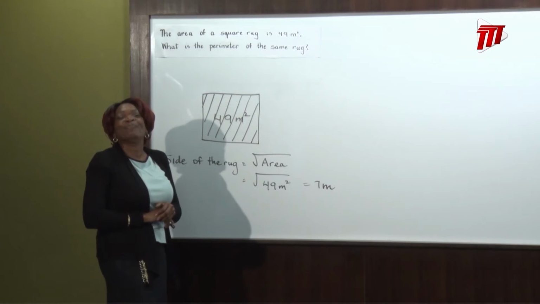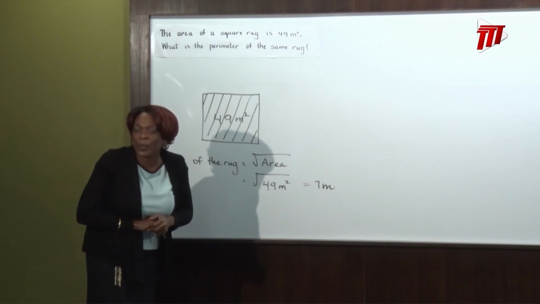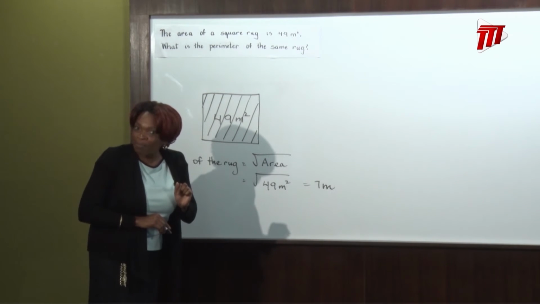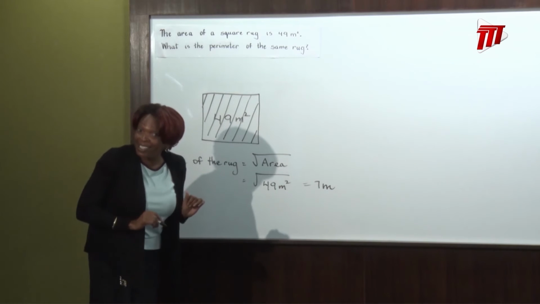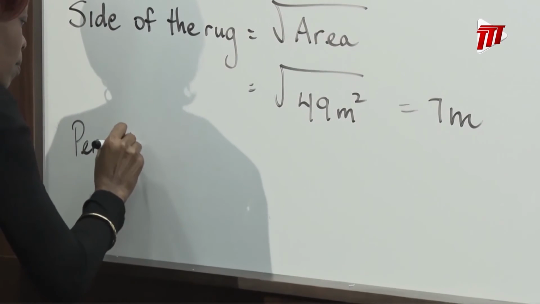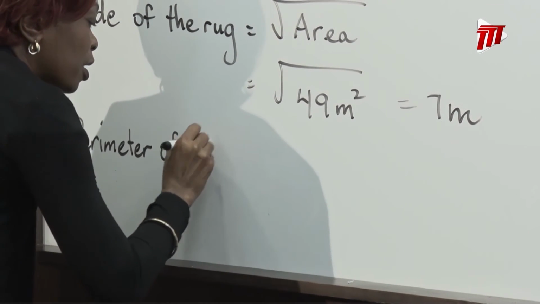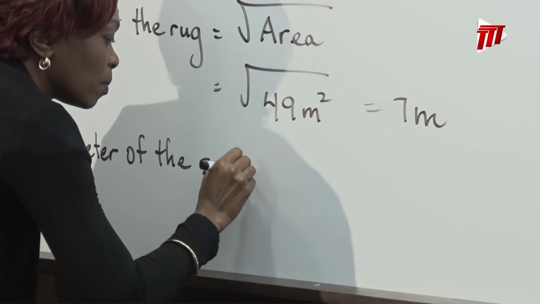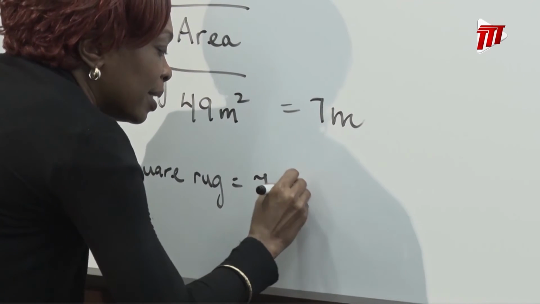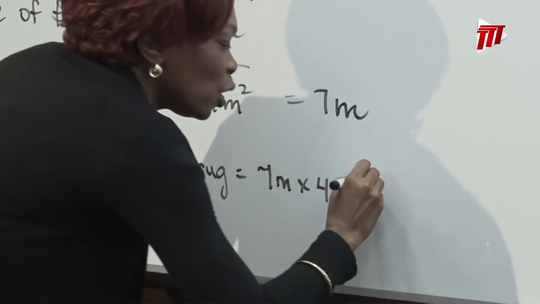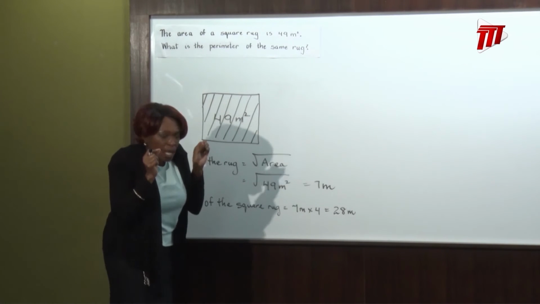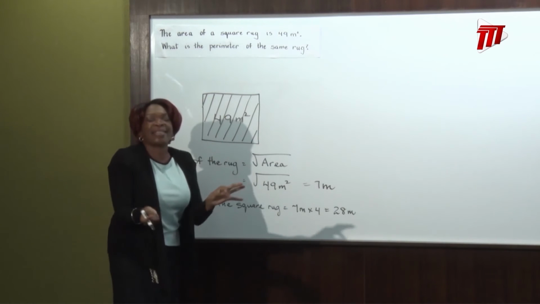I think so. What is the rule to find perimeter? Quick! Yes. Side multiplied by 4, or side plus side plus side plus side. That's all. So let's go. Perimeter of the square rug is equal to what? The 7 meters multiplied by 4, giving us what? 28 meters.